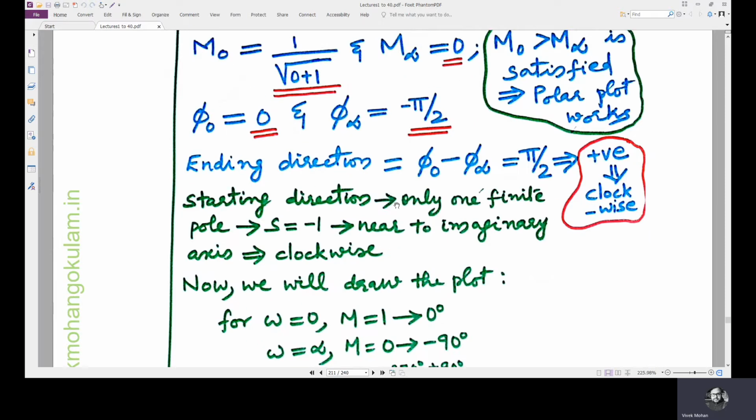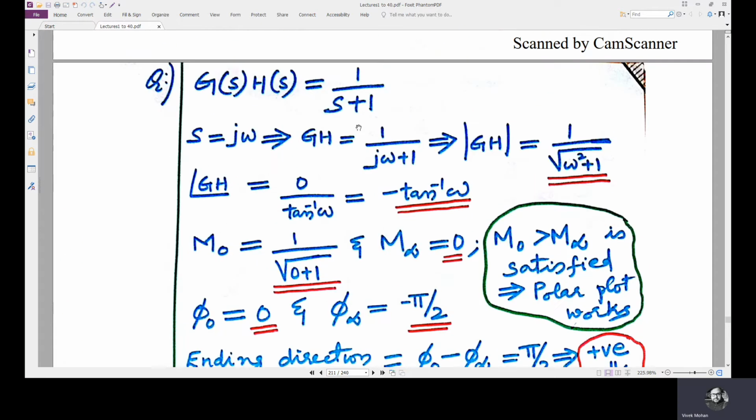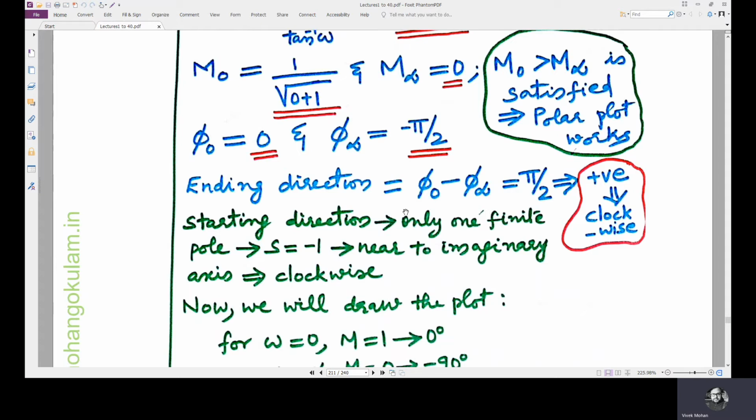Now what about the starting direction? Only one finite pole here. There are no zeros, one finite pole here, and that pole is near to the imaginary axis. That is our assumption, because there are no zeros, so relative distance from the imaginary axis cannot be found. So the starting direction is clockwise.